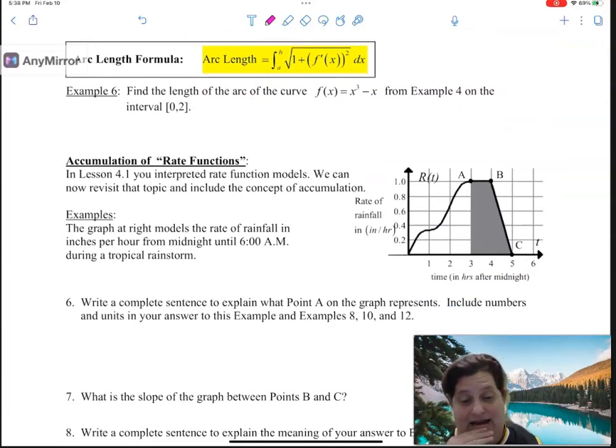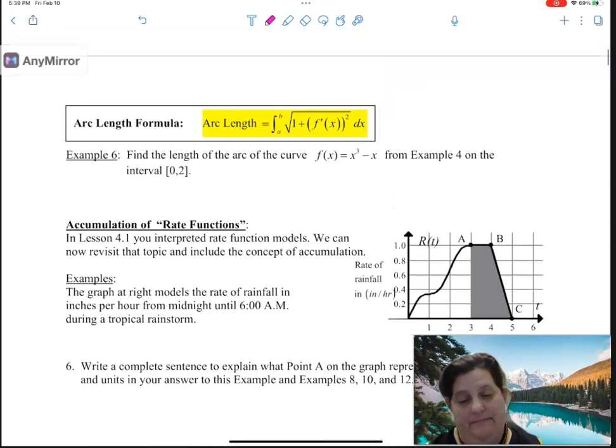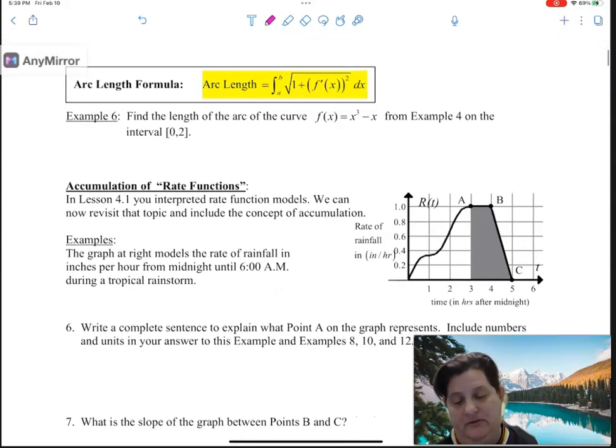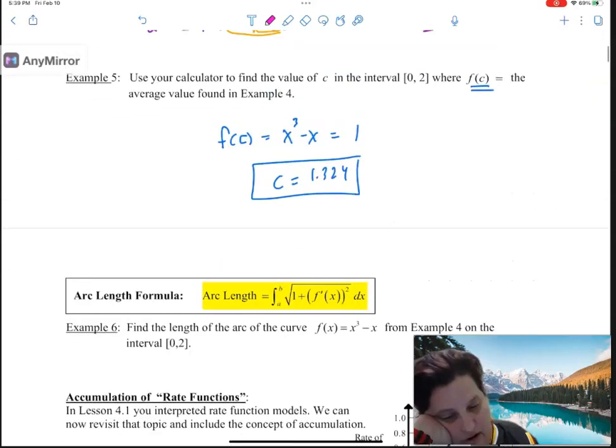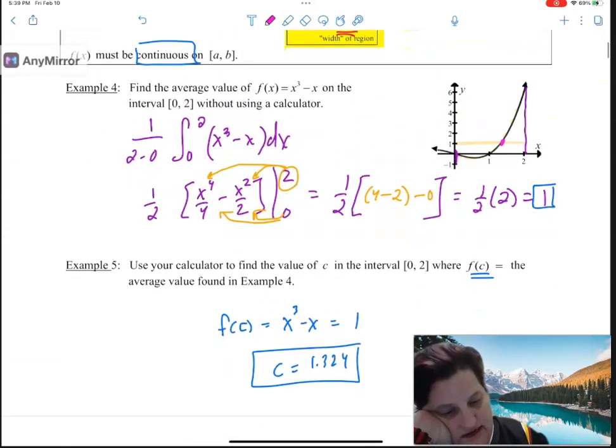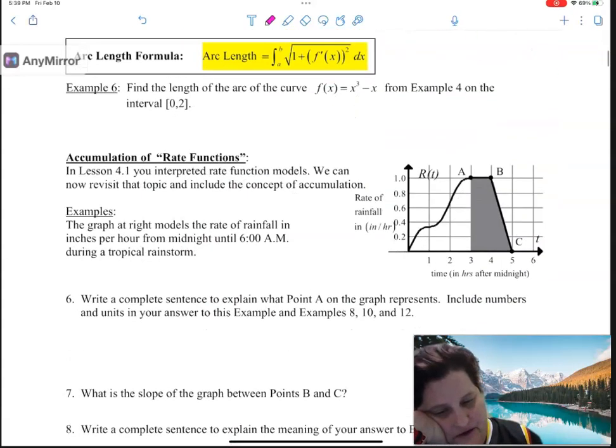Okay, this other one's not as straightforward. In fact, I don't even know that we teach this in AB, maybe. I didn't teach it last year. It's one of the lesser known topics, but we can definitely talk about this. Arc length formula. Find the length of the arc from example 4 on the interval from 0 to 2. So what this is asking me to do is to find the arc length. Basically, we're just looking at this formula that's going to allow me to find the length of that.